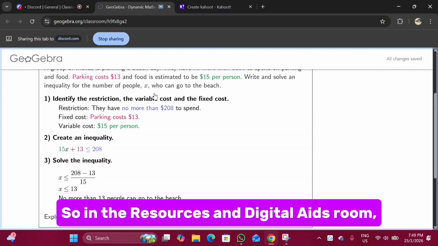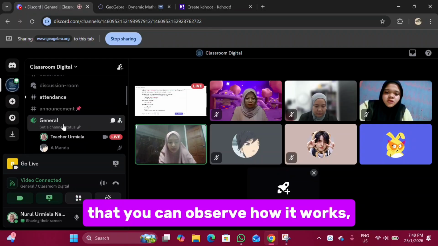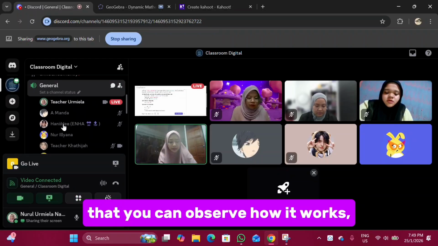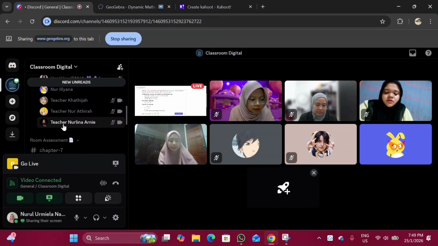Alright, very well. So in the resources and digital aids room, there are many more questions in the GeoGebra links that you can observe to see how it works, or try it out yourself and compare your answer with it.